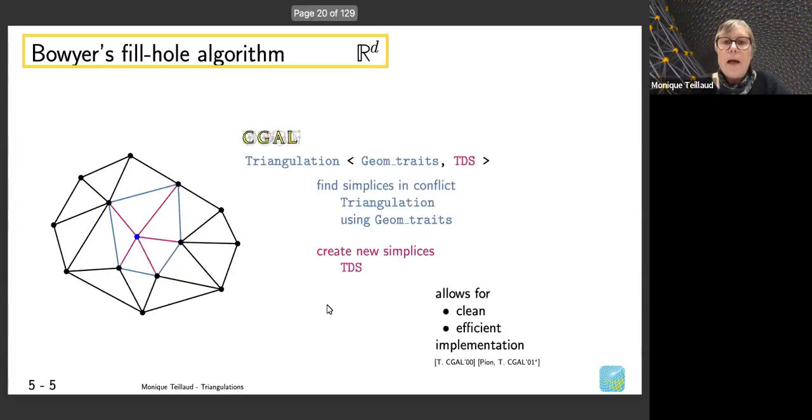And then the only operation that is needed is to create new simplices having the new point as a vertex. If you look at the global picture for the CGAL organization, finding the simplices in conflict is pure elementary geometric operations. You need to check whether the point belongs to a circle, a disk. And then the creation of the new simplices is purely combinatorial. So you have a clear separation of the roles of the two template parameters. One helps computing the predicates, and the other one is used to update the combinatorics. We like it in CGAL because it's clean, because of this clear separation, and it allows for efficient implementations.